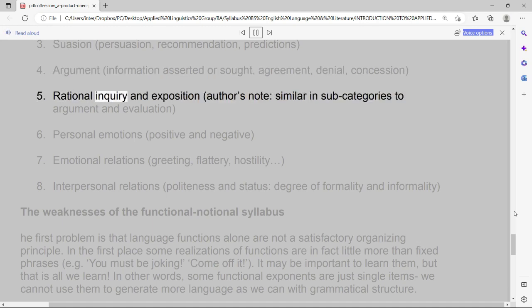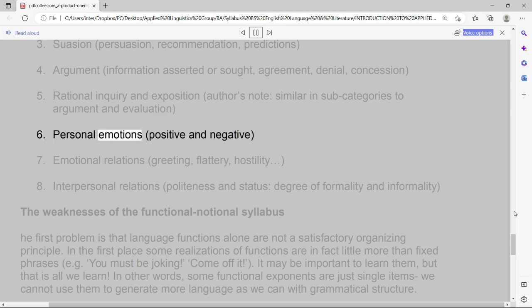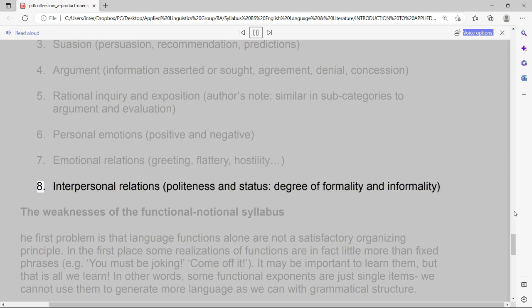5. Rational inquiry and exposition, author's note, similar in subcategories to argument and evaluation. 6. Personal emotions, positive and negative. 7. Emotional relations, greeting, flattery, hostility. 8. Interpersonal relations, politeness and status, degree of formality and informality.